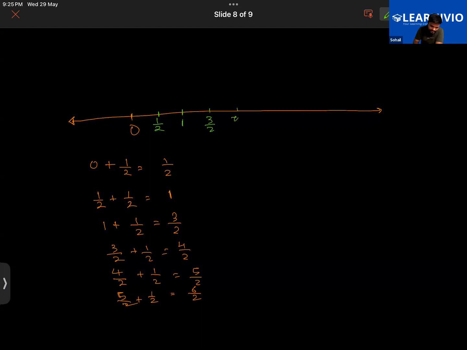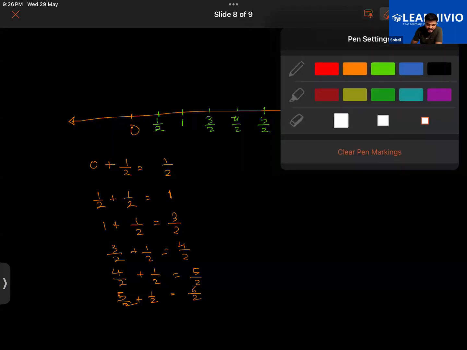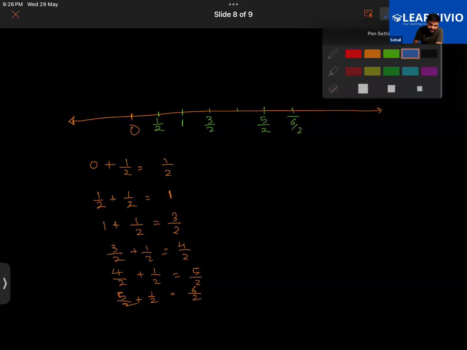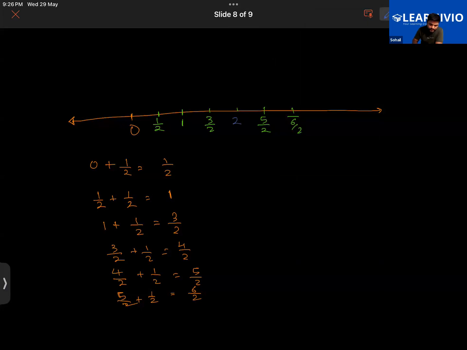That is 4 upon 2, then 5 upon 2, then 6 upon 2. Is it clear to you so far? Now you answer this. Can't I write 4 upon 2 as 2? Can we write 4 upon 2 as simply 2? 4 upon 2 is basically 2.